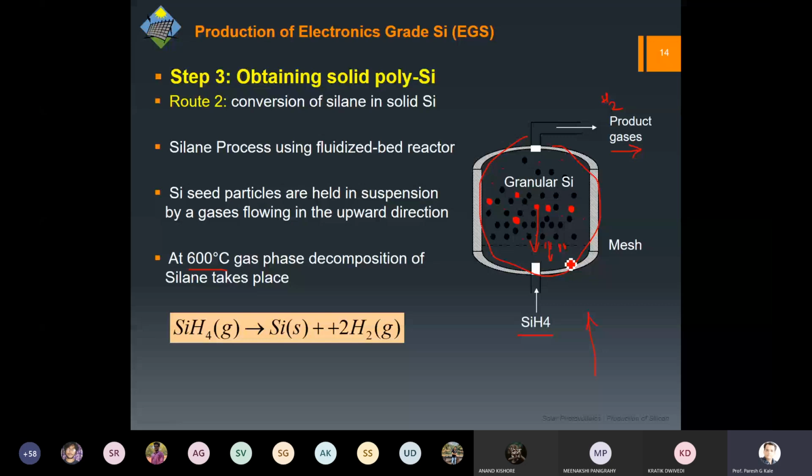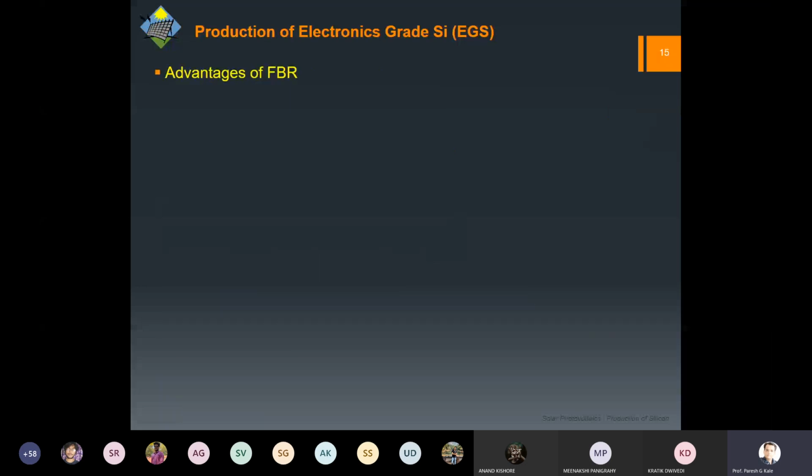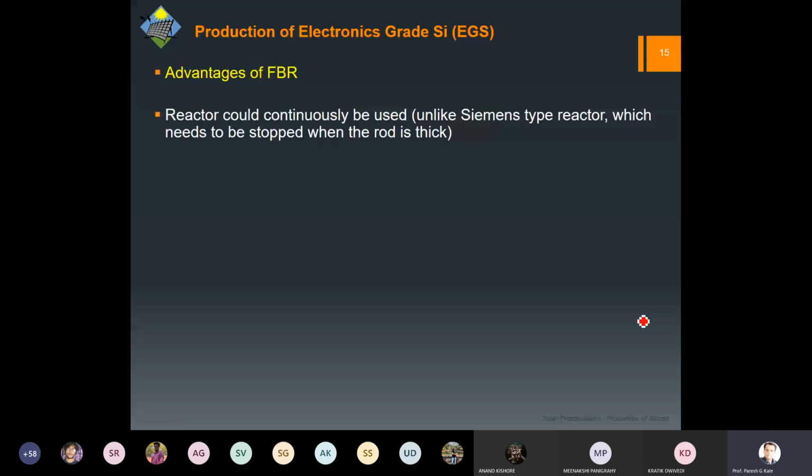So you can see the weight increases, it falls, and you can collect it, and you can take away the silicon, which is now in much purer form. So what are the advantages, especially compared to the Siemens reactor that we studied? In Siemens, it was a batch process. You put the seed rod, the deposition is complete, you remove the completed rod, right?